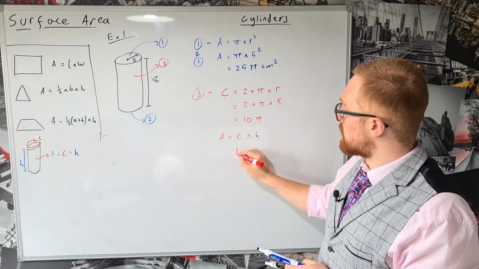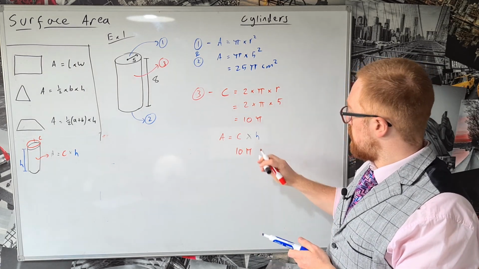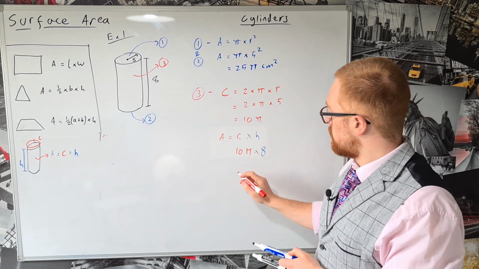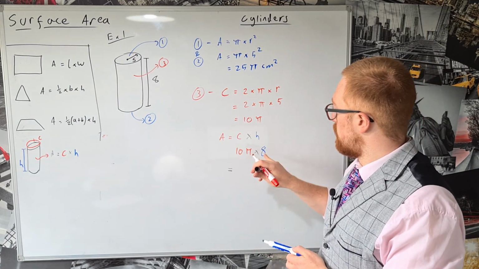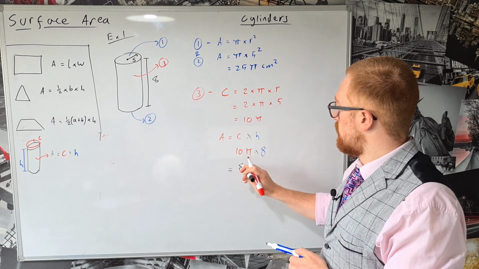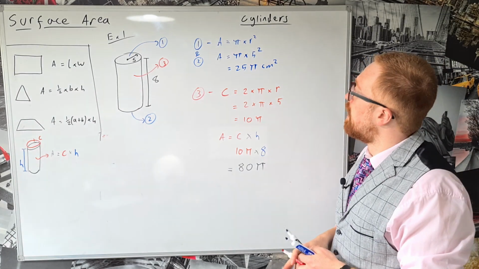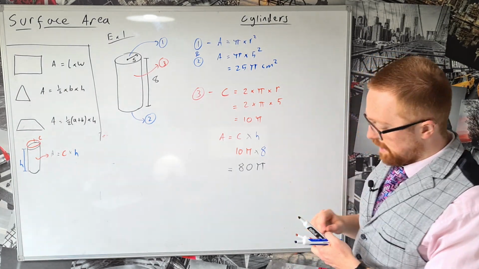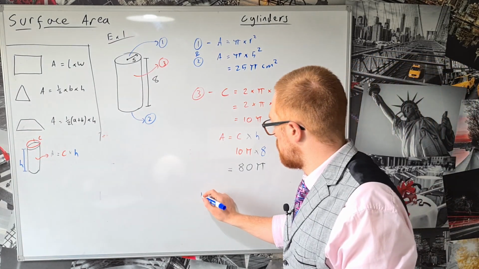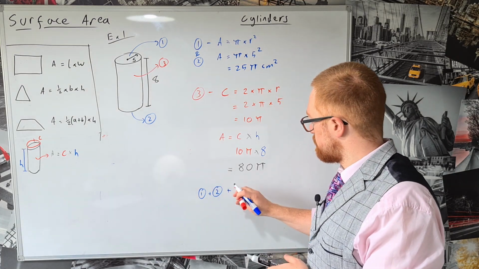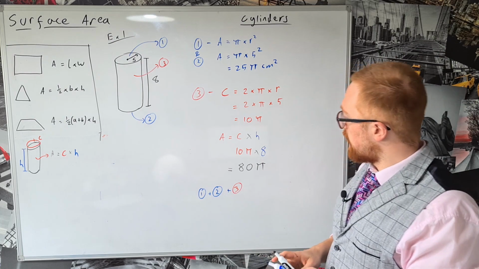So I know the circumference is 10 pi, and I know the height is 8. So altogether, my area, 10 times 8 is 80 pi. So now what we need to do is add up 1 plus 2 plus 3 to get our final answer.